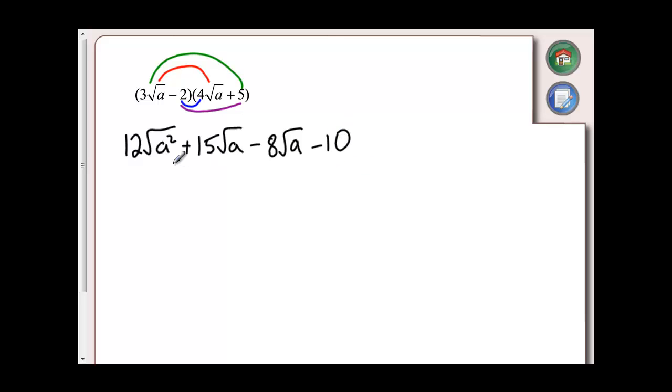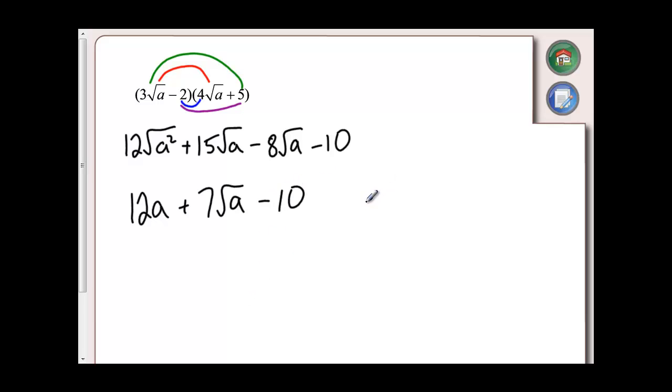Now, one thing we need to remember is if I take the square root of something that's squared, it is just going to give me that letter. So the square root of a squared is going to simplify to 12a. The square root and the squared, the exponent, are going to cancel each other out essentially. They're opposite operations. Then I collect my like terms here. 15 root a and 8a. We've got 7 root a. And finally, the negative 10 doesn't go anywhere.